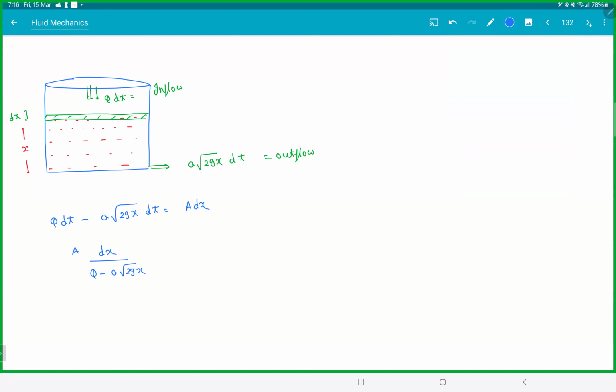Integration 0 to x, 0 to t. Leave it there. You can solve this. This is nothing but dx by something like a plus b root x integral. It's not tough. We can solve the integration by substitution. You can say put q minus a into root 2 gx is equal to z, and then from there you can start. Let it be.